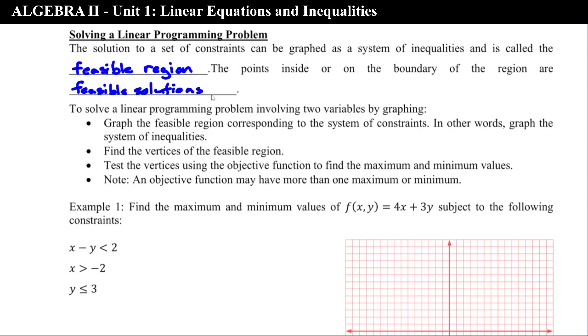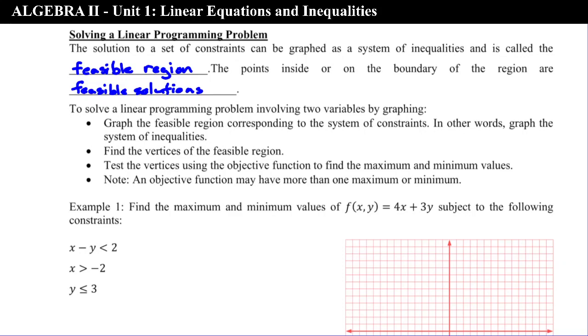So here's the steps to solve a linear programming problem involving 2 variables. Okay, you're going to do this by graphing. First, you want to graph the feasible region corresponding to the system of constraints. In other words, you're just going to graph the system of inequalities. This is something that you've already done before. You've done it with 2 inequalities and you shaded the area of possible solutions. Well, now we're going to graph 3, 4, maybe 5 different inequalities, but we're still looking for the same thing. We're looking for the area that's shared, the solutions that are shared for all the inequalities.